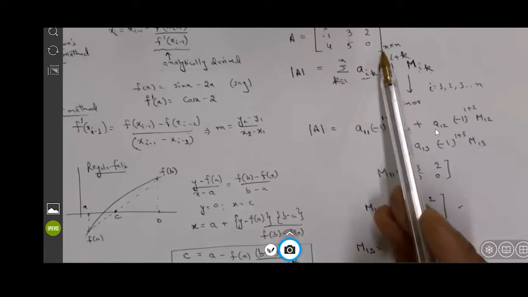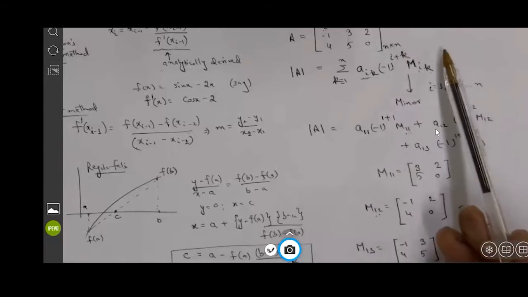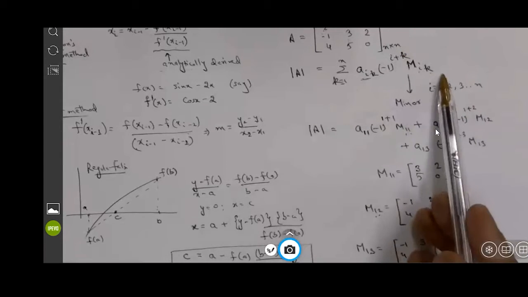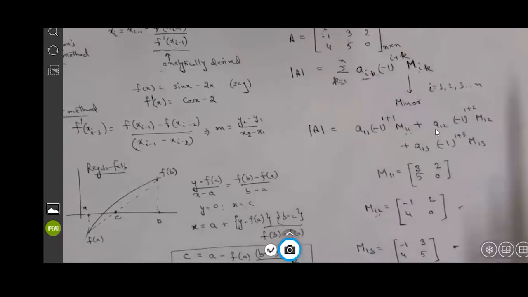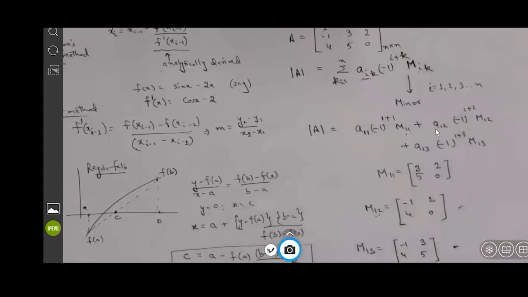Now, this is for 3 by 3, or you can go for any number. You can go for 4 by 4, 5 by 5, the computations remain the same. This is basically the generic expression for calculating the determinant of a matrix. Am I making sense, guys? Is everybody with me? Yes.